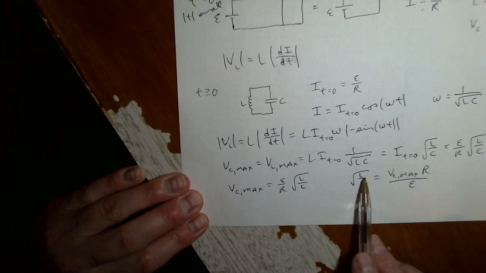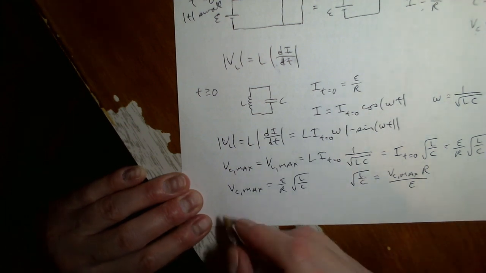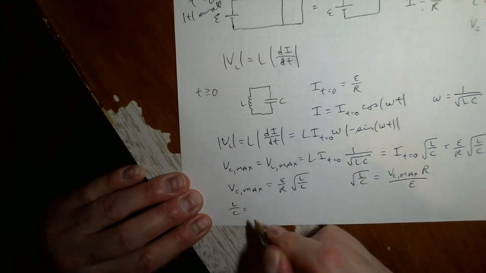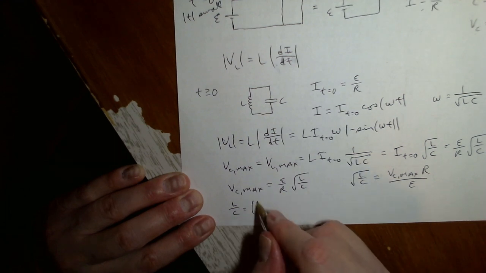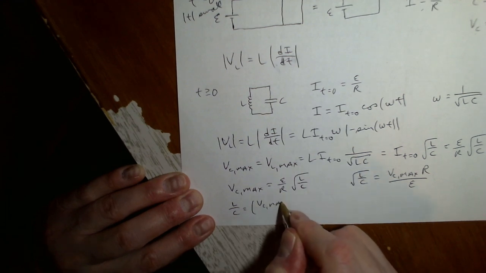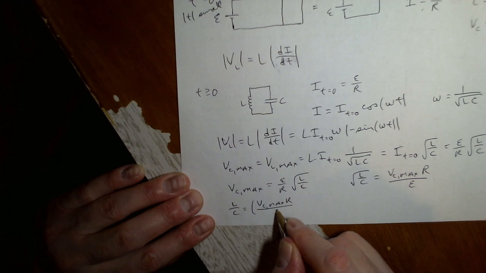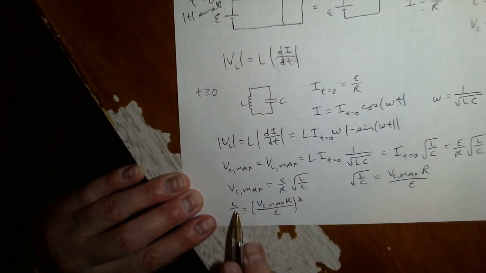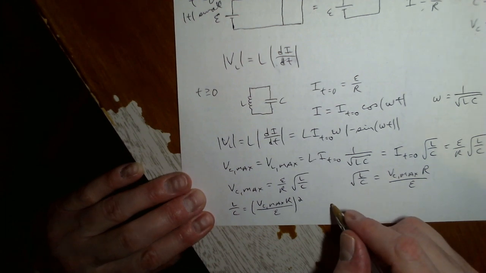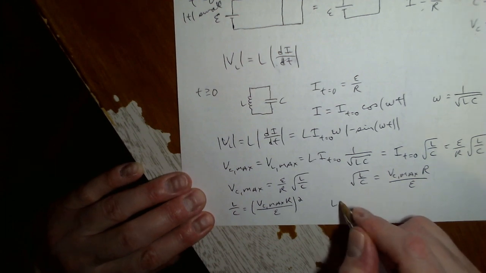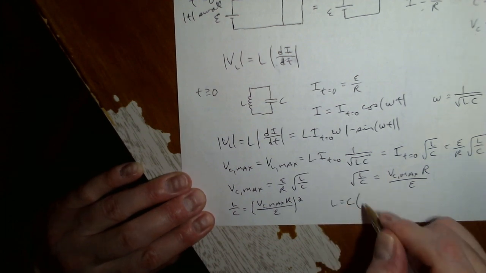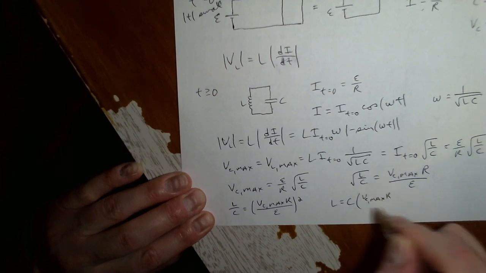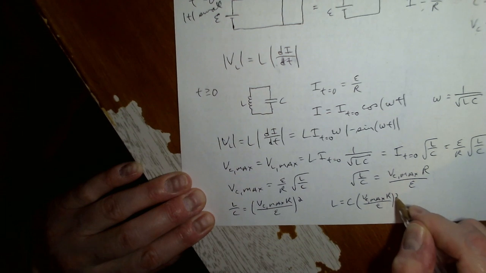I want to get L by itself, so I square both sides. I get L over C is equal to VC max R over EMF, squared. And L is what I want, so multiply by C on both sides. So I get L is equal to C times VC max R over EMF, squared.